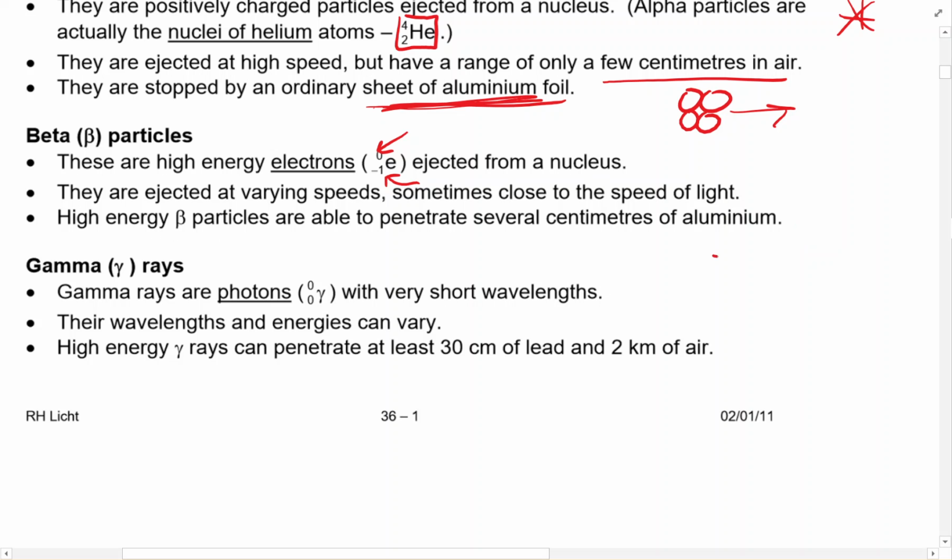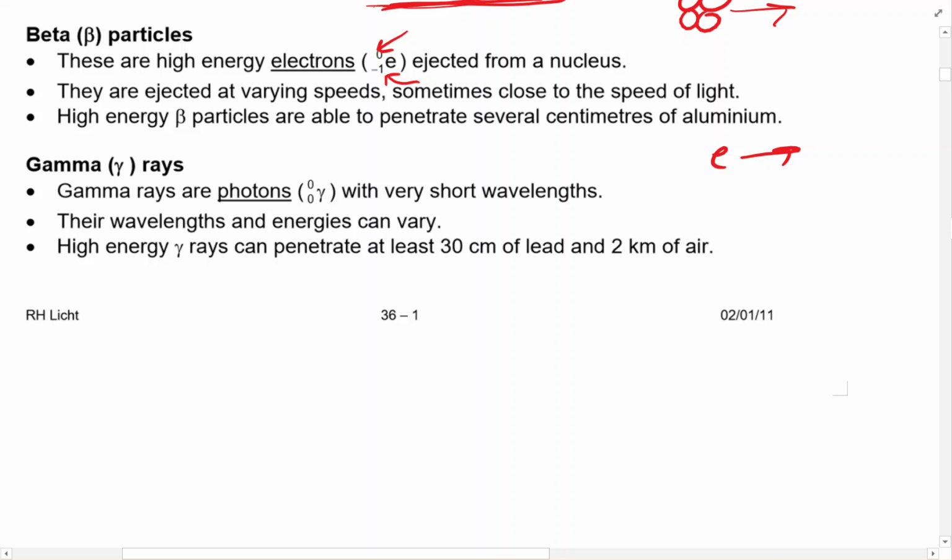Well, it just makes sense because it's smaller, right? It's going to go farther into that aluminum plate or air or whatever you're comparing it to.